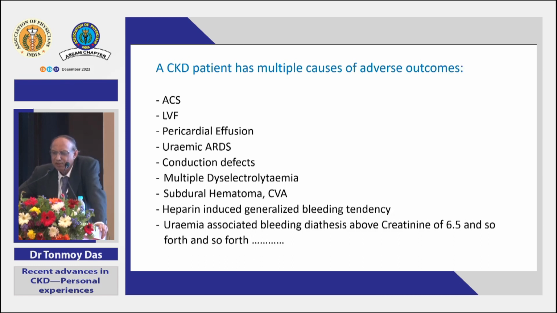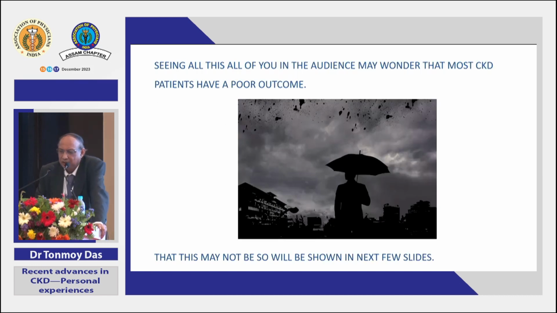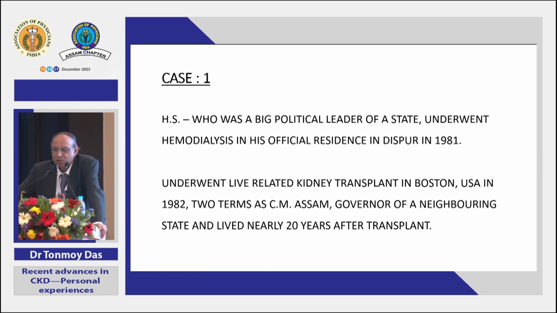Now, many of you in the audience will be wondering that for a CKD patient, it's a miracle that he survives. But as I told you earlier, the purpose of my talk is to show you how CKD management has changed in front of my eyes. Now, we all know, I cannot put the name, but Hitesh Saikia was a huge political leader of the state, underwent dialysis in his residence in 1981, had a kidney transplant in Boston from his brother donor in 1982, was chief minister for 2 terms, governor for 1 term, and survived nearly 20 years after kidney transplant, when no facility for dialysis or treatment in Assam was available in those days.